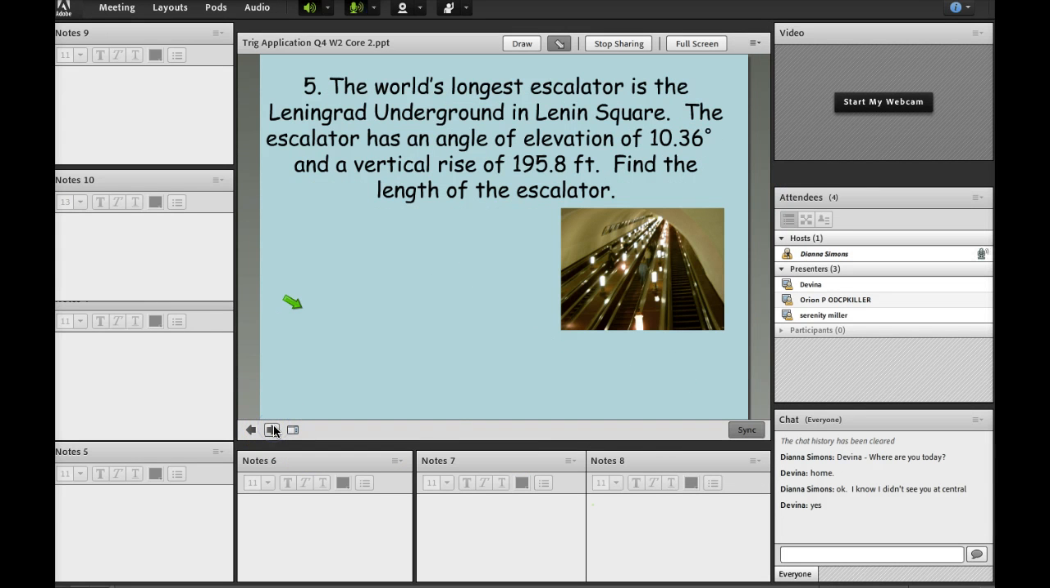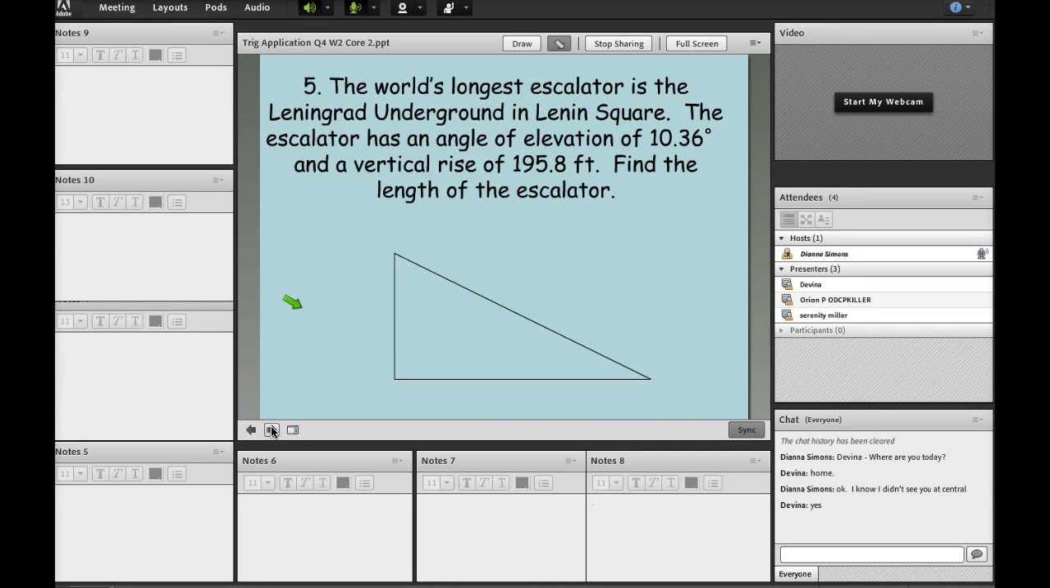All right, so we have the world's longest escalator is in Leningrad, underground in Leningrad Square. The escalator has an angle of elevation of 10.36 and a vertical rise of 195.8 feet. What is the length of the escalator? So here's our picture. I keep saying elevator, don't I? There's our angle, right? So what are we going to find? We want to find the length of the escalator.